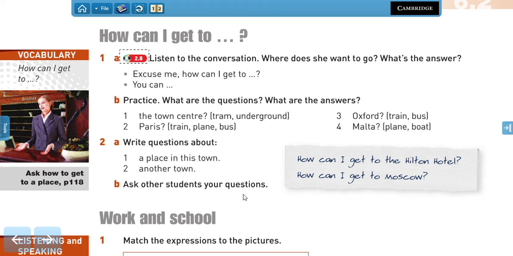So here we have some examples. How can I get to the Hilton Hotel? We can use it for very specific places or also for cities like Moscow.